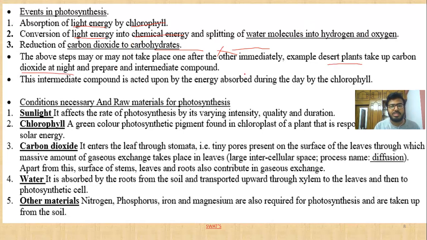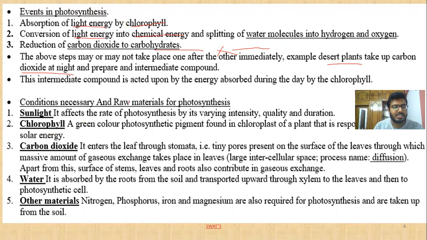Okay, so this may be asked as a 1 mark question in your regular periodic exams. So desert plants take up carbon dioxide at night and prepare an intermediate compound. This intermediate compound is acted upon by the energy absorbed during the day by the chlorophyll. So chlorophyll absorbs the light energy, and then accordingly they make the food.